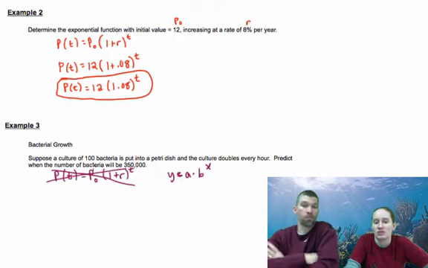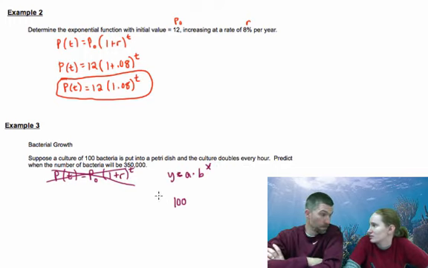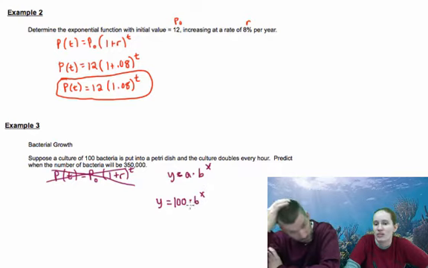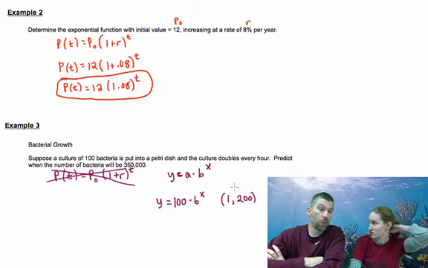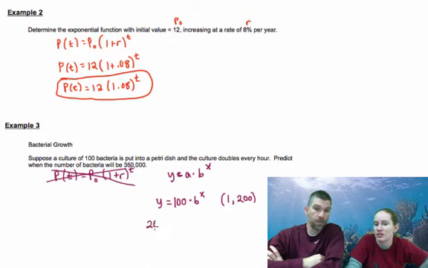What they do tell us is that we're starting with 100 bacteria. That's the initial value part, which is what goes right in front. They tell us that this doubles every hour. Well, how much do we have once it doubles? If we start with 100, twice as many, that's 200. So to figure out the rest of the stuff in here, we want B. We're going to have another point: after 1 hour we have 200, because we're doubling. So plug this in and solve for B.